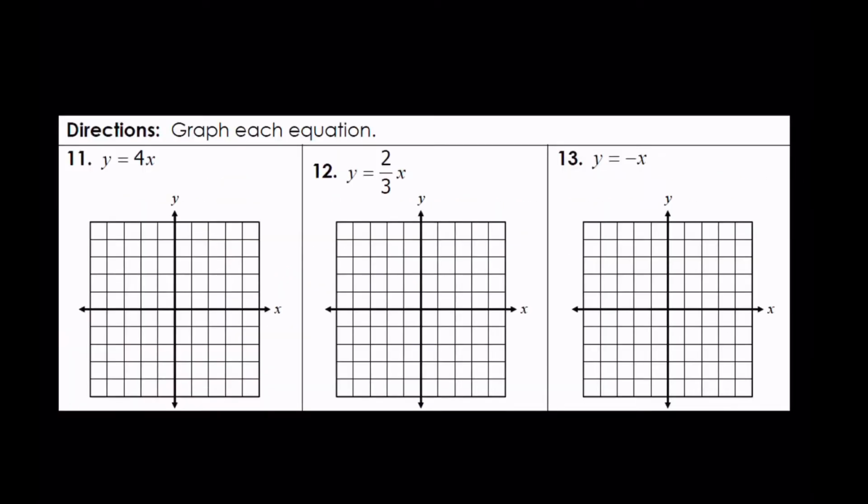So let's look at these equations. If I look at 11, 12, and 13, all of them have a y-intercept of 0 because there's nothing there. There's no plus b, okay? So what I can look at then, if I look at number 11, my constant of variation is 4. That means I'm going to go up 4, right 1. There it is. If I look at 12, again, my y-intercept is 0 because there's nothing there. My constant of variation is 2/3. So I'm going to go up 2, right 3. I just graphed my line.